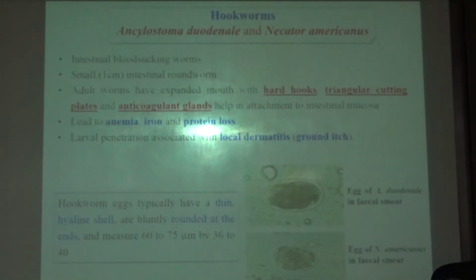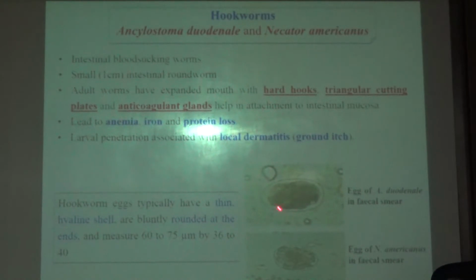This whole process is explained here also, I will explain it. So this is what actually is local dermatitis or ground itch. At the point from where they enter, the person may feel there is something, but most of the time he will not know that this organism has entered into the skin.